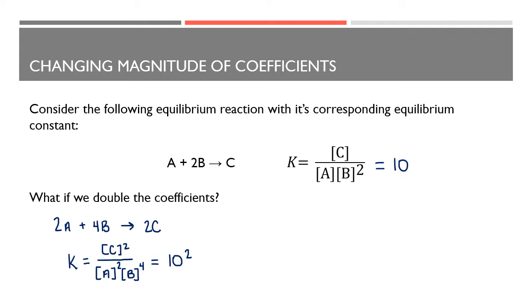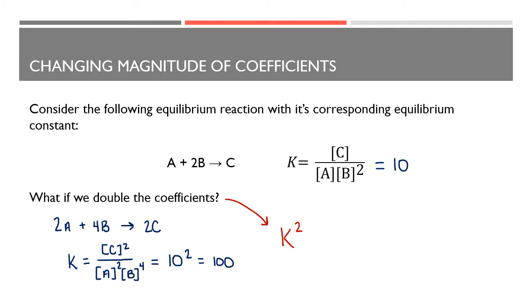So that means our equilibrium constant needs to be raised to the second power, which would take 10 squared and make that equal to 100. So if we were to write a general rule for doubling the coefficients, if we double the coefficients, that means we need to take the equilibrium constant to the second power.